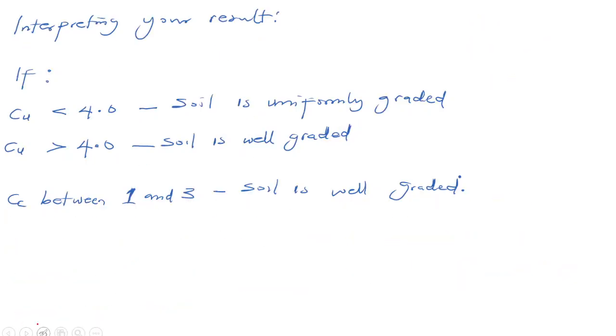So interpreting our result, it says if Cu is less than 4.0, our answer was 1.88, right? So Cu equals 1.88, which is less than 4.0. So we could conclude that our soil is uniformly graded.